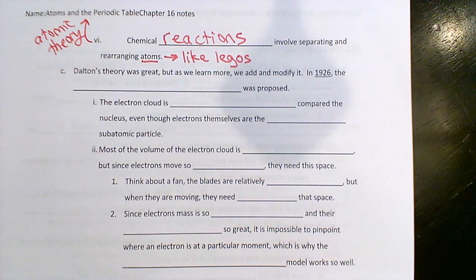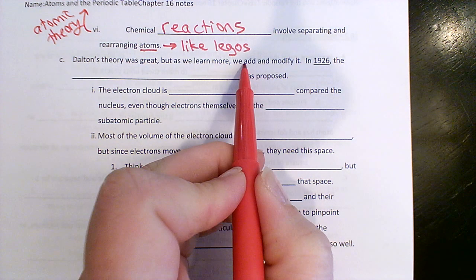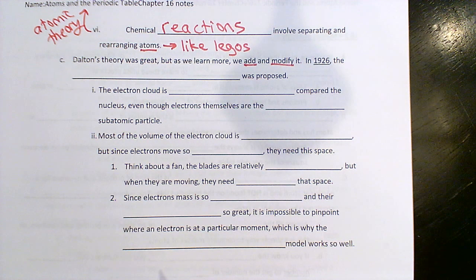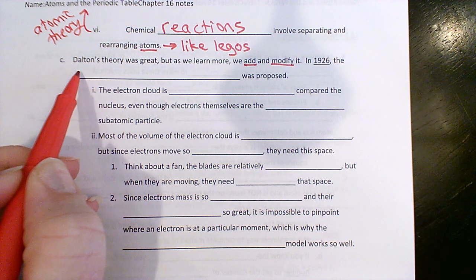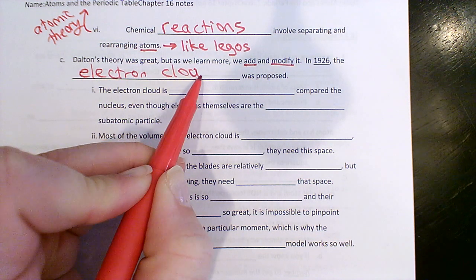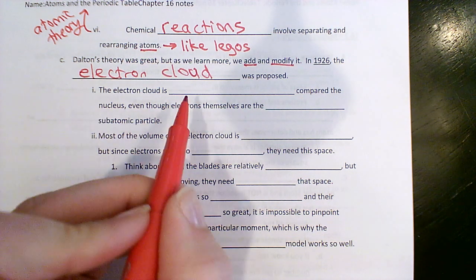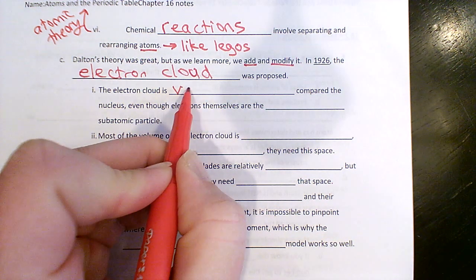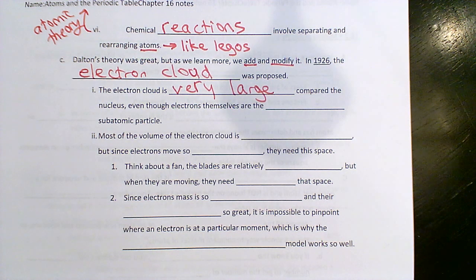All right, so last little bit in this section here. Dalton's theory was great, but as we learn more, as science gets better, we have to add to it and modify it. So in 1926, we have the electron cloud. He didn't know about the electron cloud yet. And we figured out the electron cloud is very large compared to the nucleus. And I kind of talked about this on that picture.